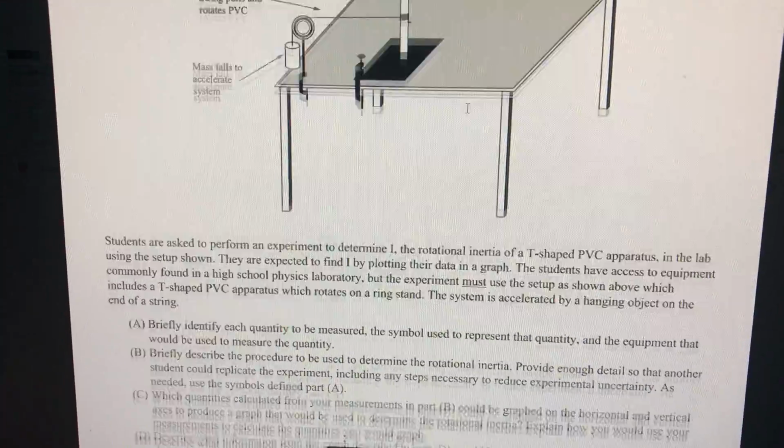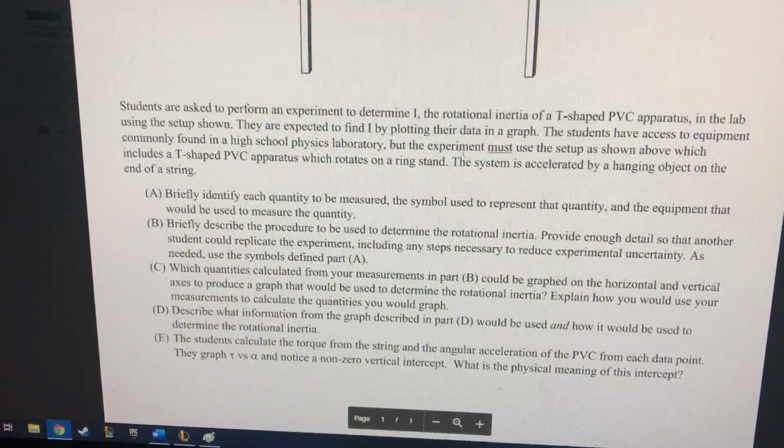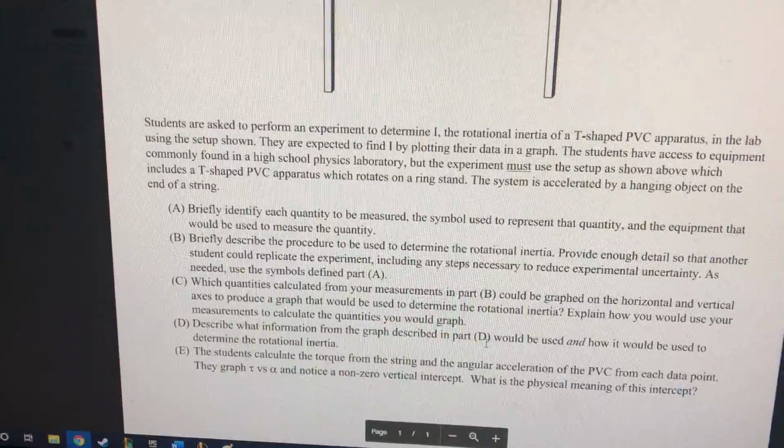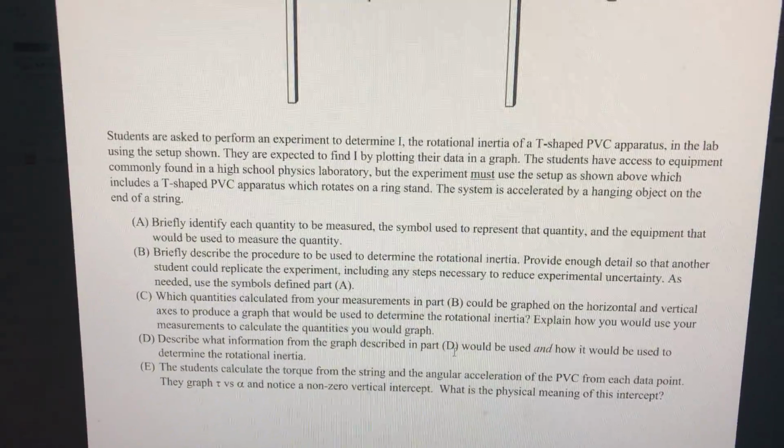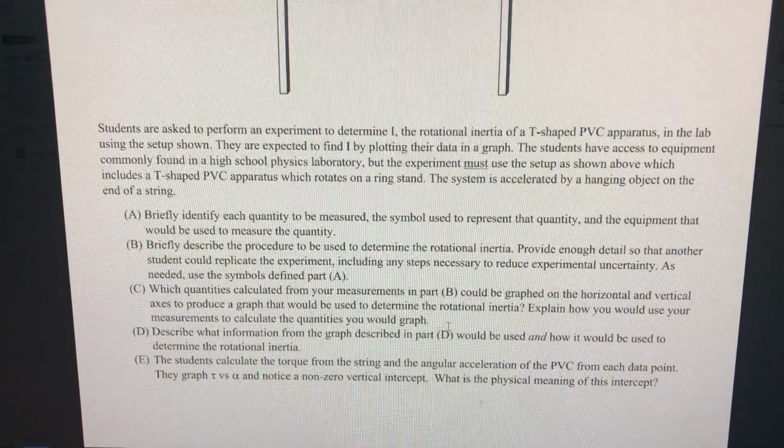All right, so there we go. That's how it would be used to determine it. We look at the graph, make sure we use different masses, get torque on the y-axis and alpha on the x-axis, and we are golden.